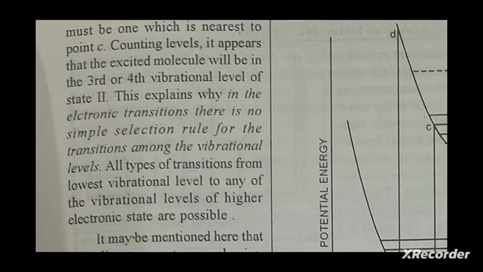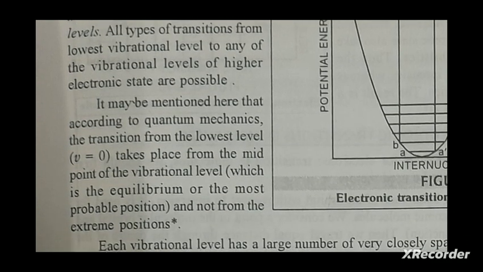This explains why in the electronic transition there is no simple selection rule for transition among the vibrational levels. All types of transitions from the lowest vibrational level to any vibrational level of the higher electronic states are possible. It may be mentioned here that according to quantum mechanics, the transition from the lowest level takes place from the midpoint of the vibrational level. This is the equilibrium or the most probable position, and not from the extreme position.